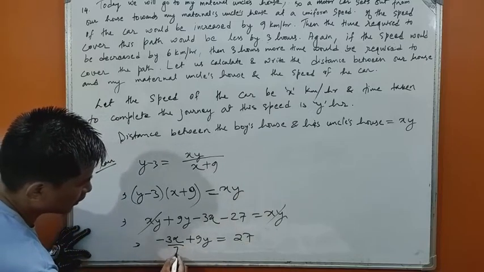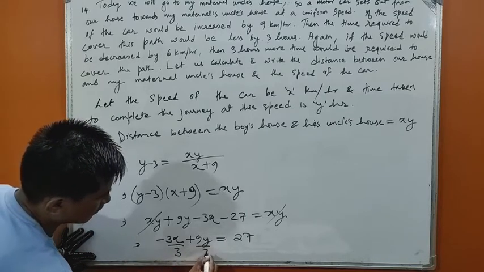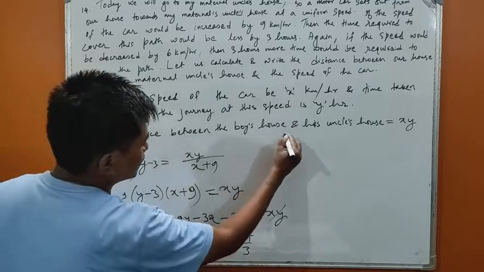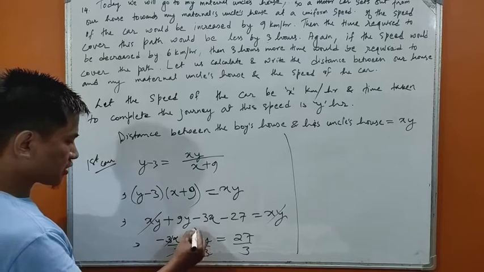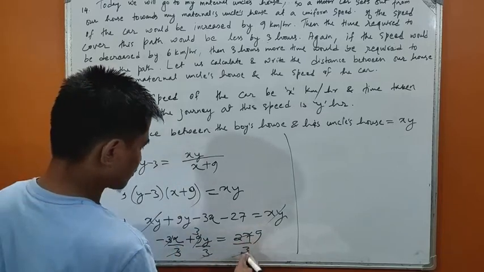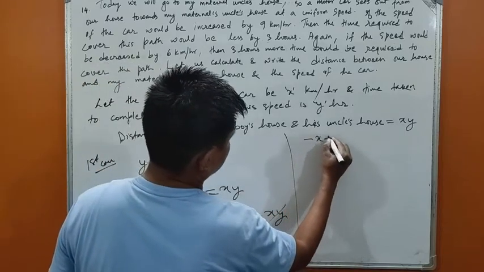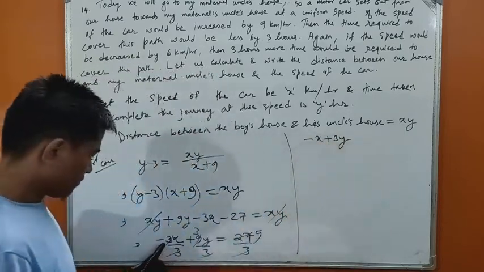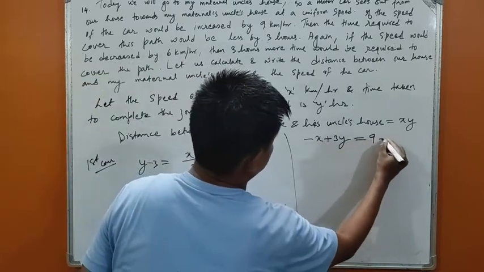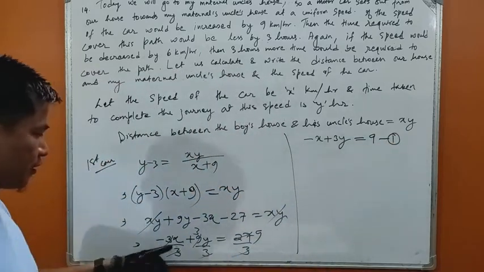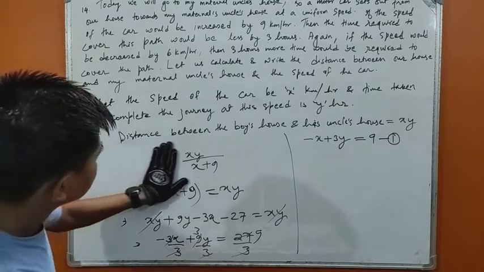So let us reduce the numbers by dividing the whole equation by 3. Smaller the number, easier it becomes for us to solve the question, isn't it? 3 1s are 3, 3 3s are 9, 3 9s are 27. So the value is minus x plus 3y equals 9. This is equation 1. I hope you got this. Now let me erase this. Please take the screenshot. Second condition.